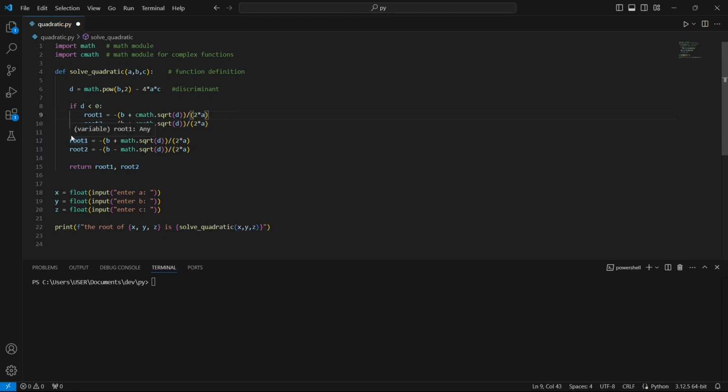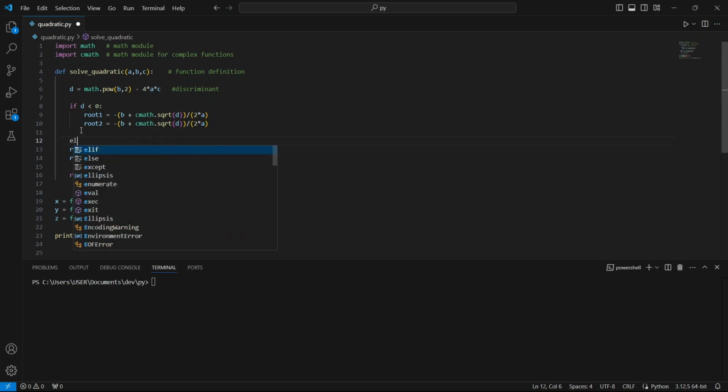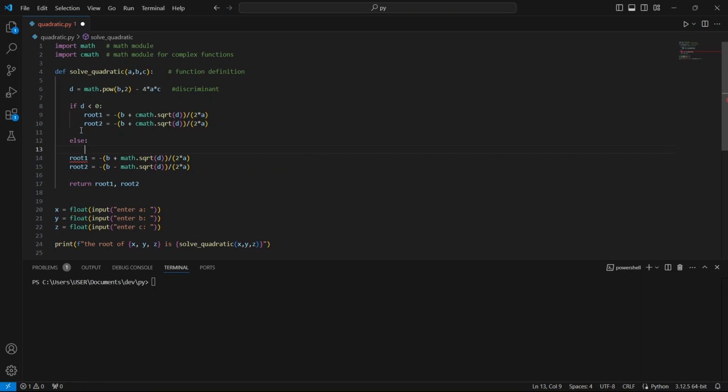Now this is when it is less than 0. So what if it is 0 or greater than 0? So we can now say else, we run this one. So everything should work out now.